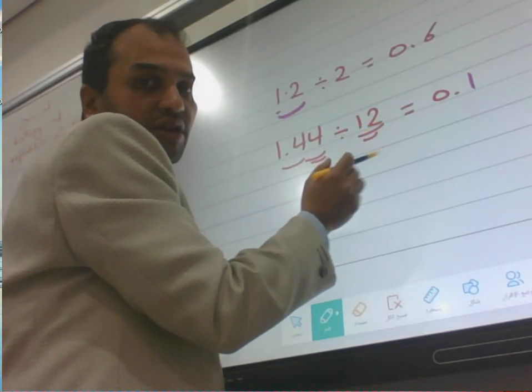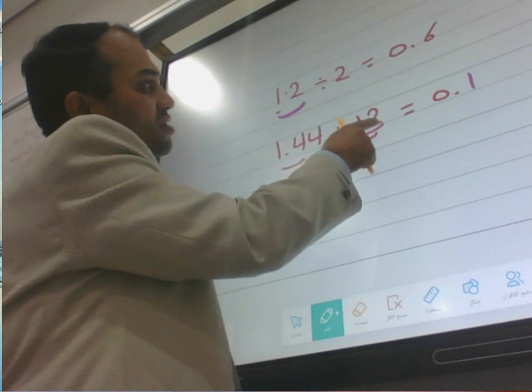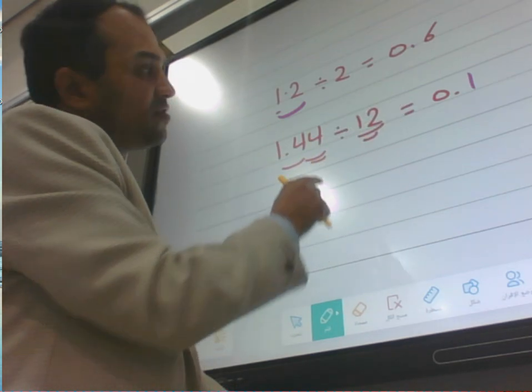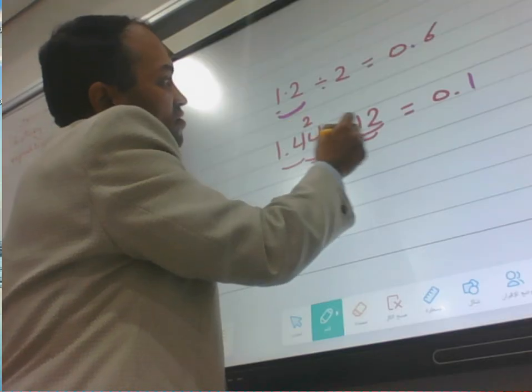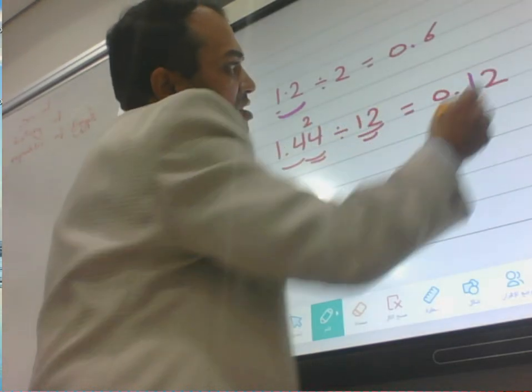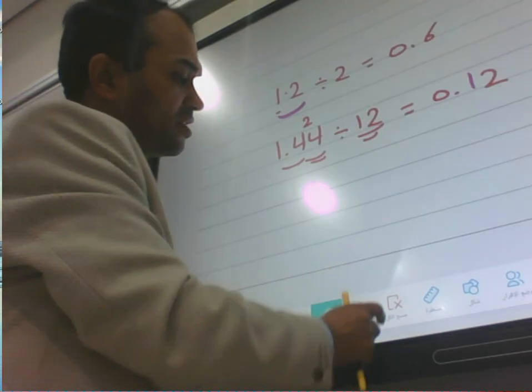12 here is the divisor, and the dividend is 1.44. We can divide 1 by 12, we put 0, and then 14 divided by 12 equals 1, and the remainder 2. Then 24 divided by 12 equals 2. Then the answer will be 12 hundredths. 12 hundredths. Okay? Next step.